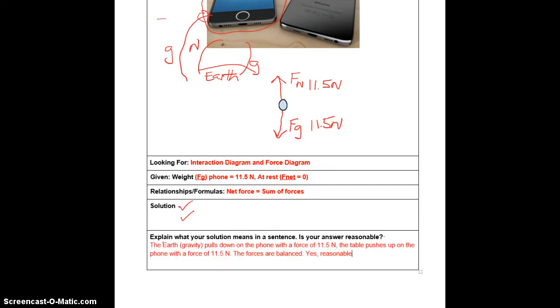To put that in a couple of sentences, the Earth, or gravity, pulls down on the phone with a force of 11.5 newtons, its weight. The table pushes up on the phone with a force of 11.5 newtons, and the forces are balanced. Yes, this is reasonable.